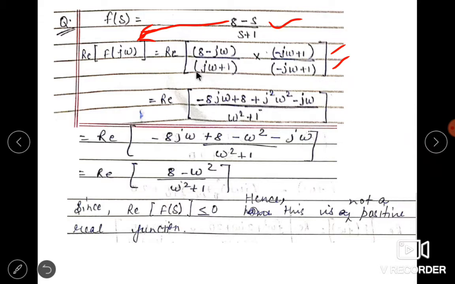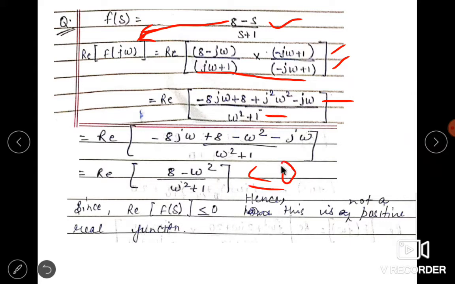The product of this would be j square plus 1, right? And when we multiply these two quantities, it would look like this. Again we have a simple formula and find out the solution of the question, right? So this would be like that: minus 8 j square, j plus 8 minus omega square minus j omega divided by omega square plus 1. So this is the function. Now this function is less than equal to 0.